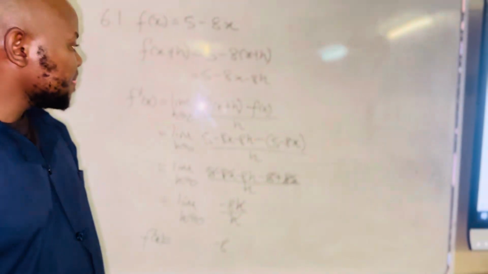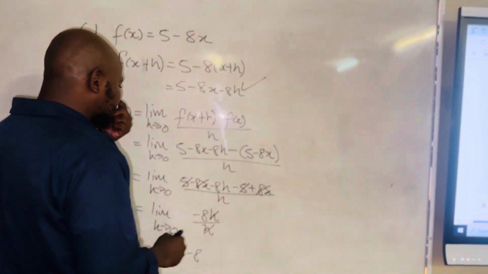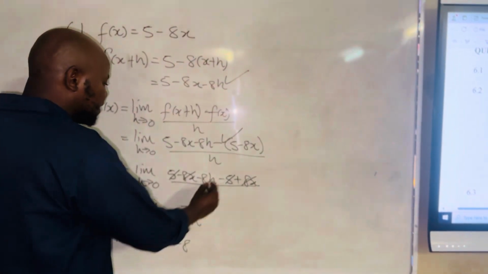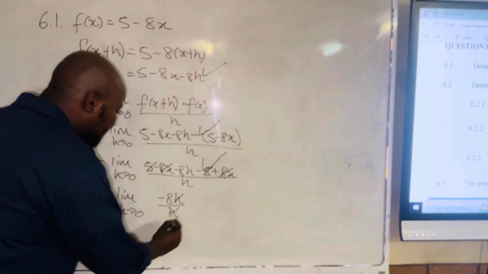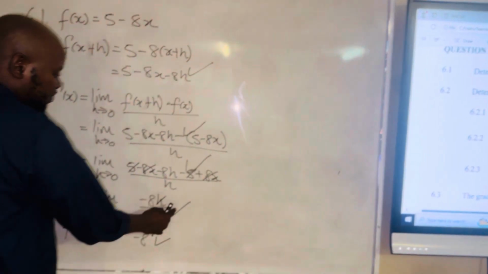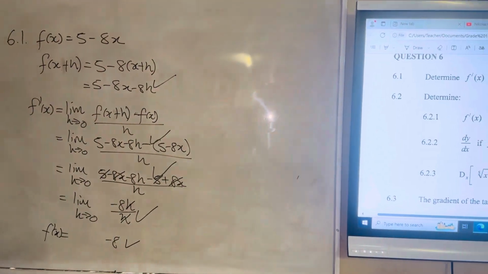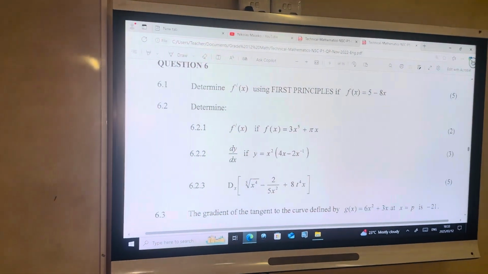It's getting 5 marks there. The first mark is for getting your f(x + h), then substitution, simplification, and reaching your final answer. 1, 2, 3, 4, 5. Nice, that will be your 5 marks there. That's how your mark allocation is going to be allocated.